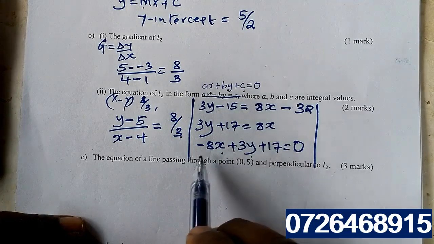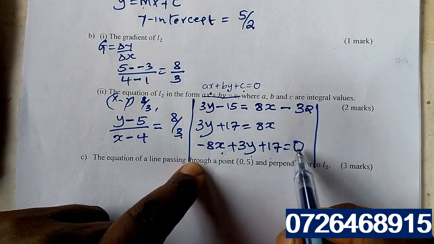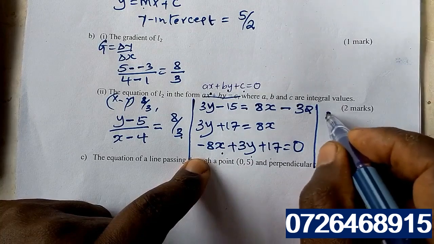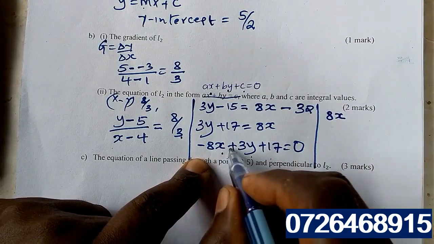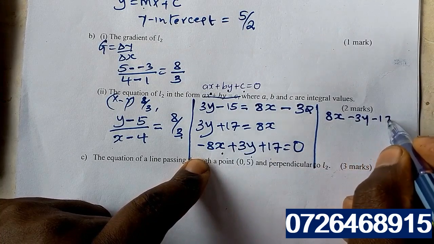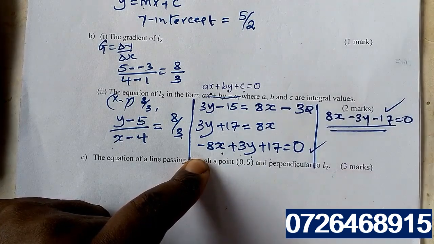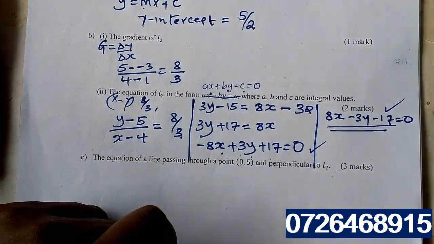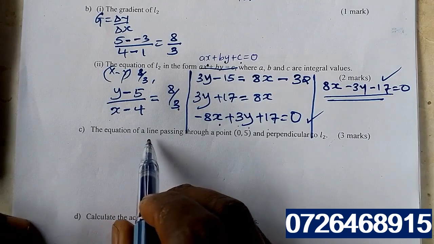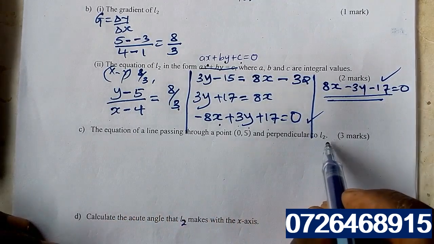So ukiona huwezi kuacha hii ikiwa negative, this is as good as you introduce a negative in this equation. We will have negative 8 times negative 1, we are going to have 8x. Negative times positive, hii itakuwa minus 3y minus 17 is equal to 0. Hata hii na hii bado iko sawa.